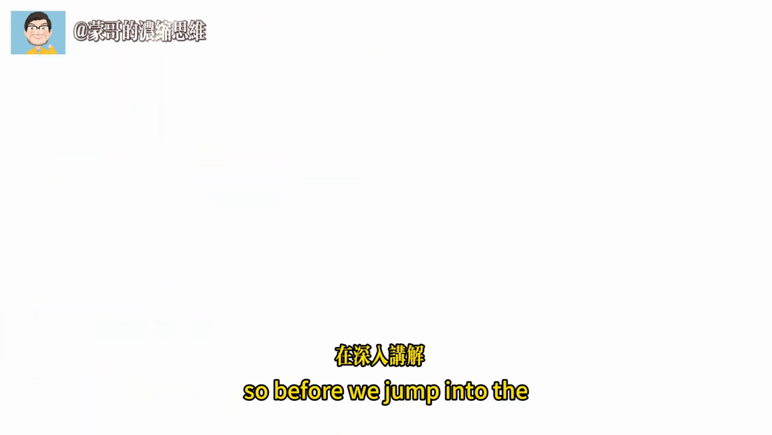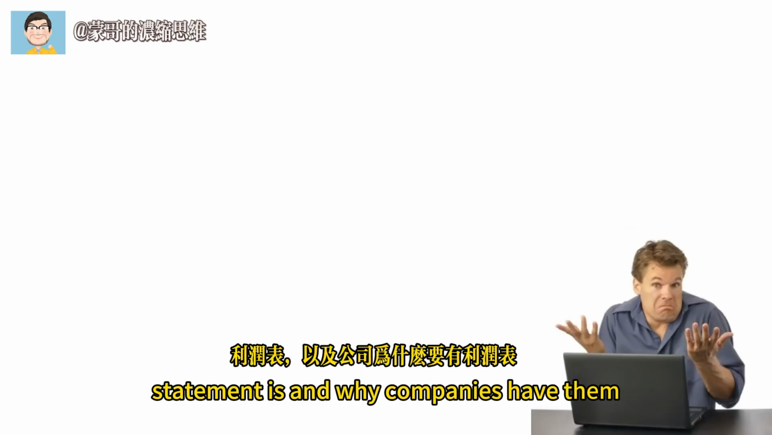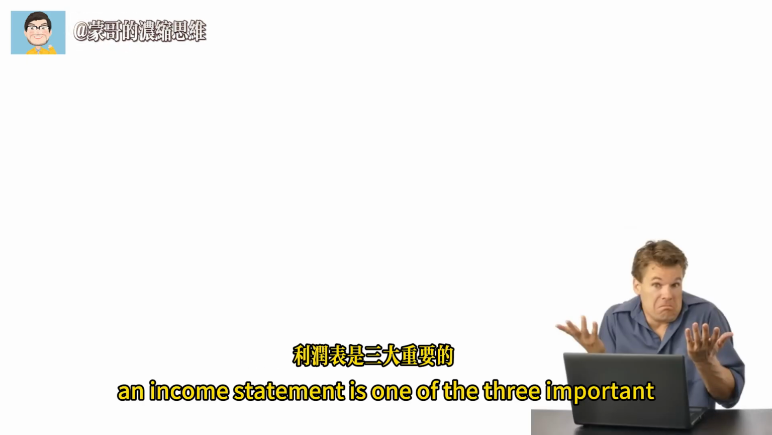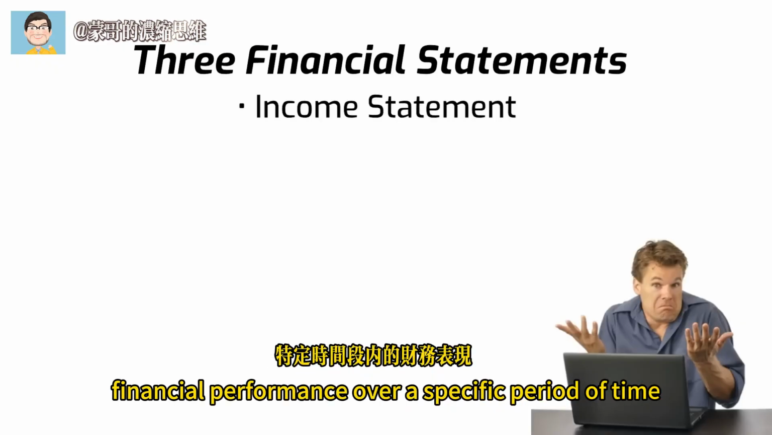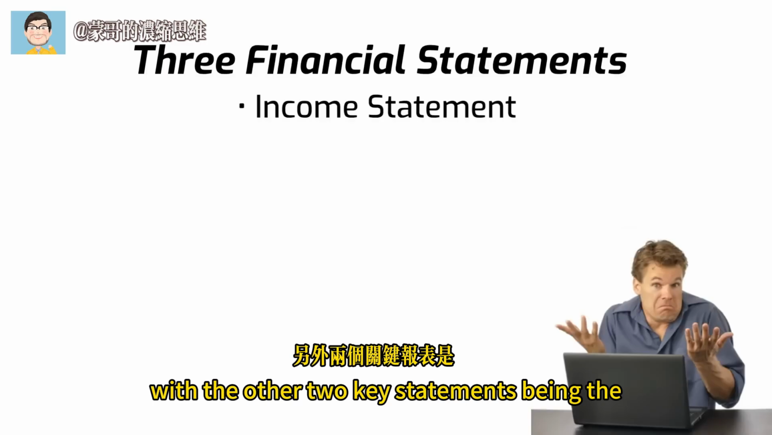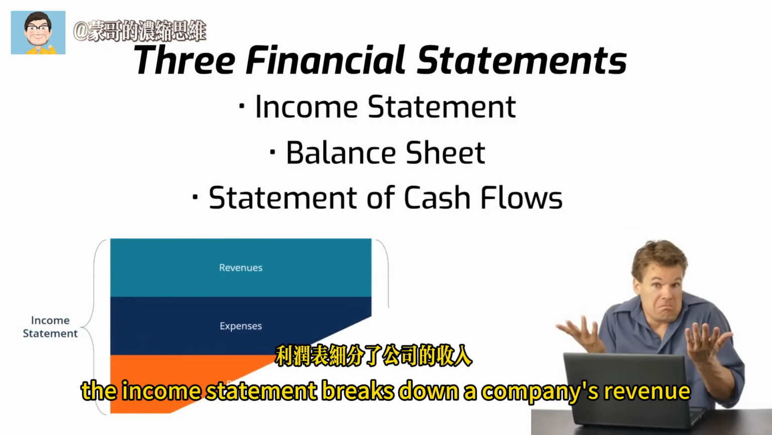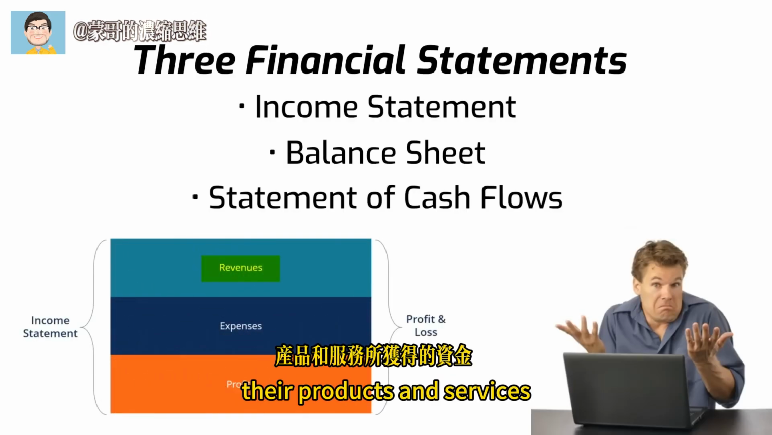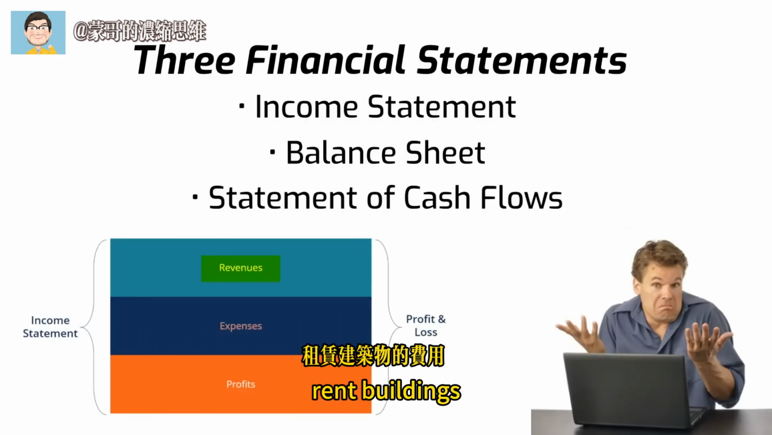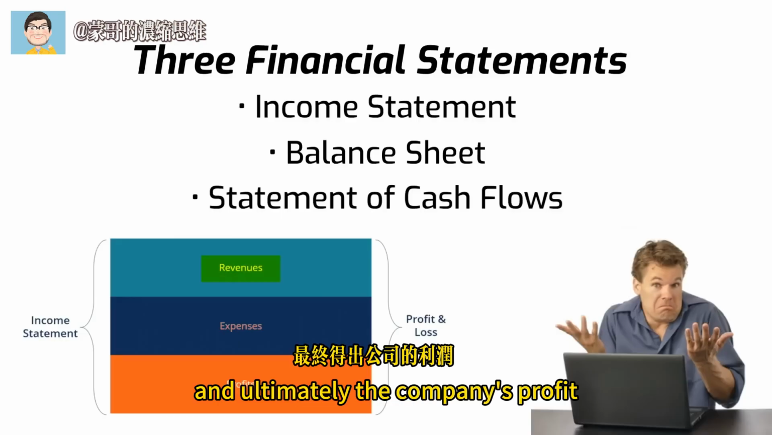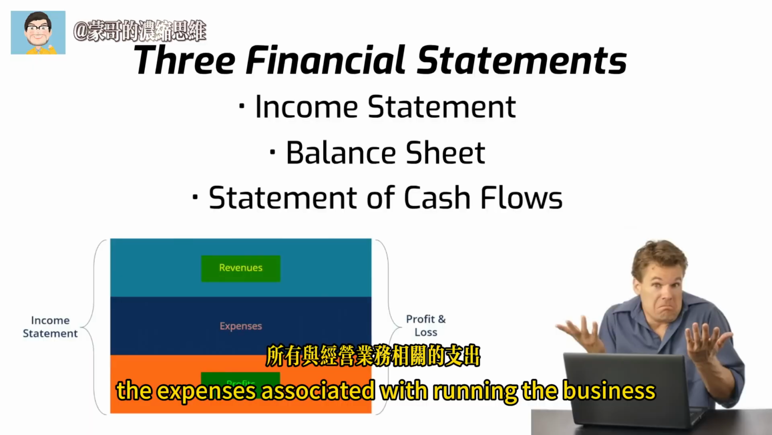So before we jump into the explanation and the analysis, let's first understand what exactly an income statement is and why companies have them. An income statement is one of the three important financial statements used for reporting a company's financial performance over a specific period of time, with the other two key statements being the balance sheet and the statement of cash flows. The income statement breaks down a company's revenue, the money they made from selling their products and services, their expenses, such as the cost to make the product, hire employees, rent buildings, etc., and ultimately the company's profit, which can be simplified as a company's sales minus all of the expenses associated with running the business.